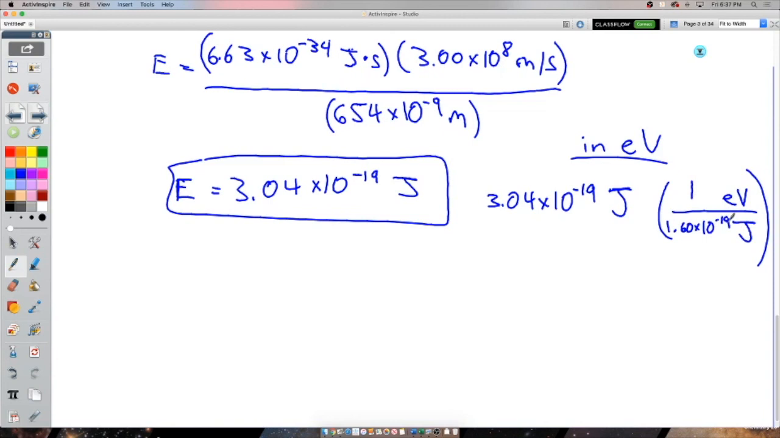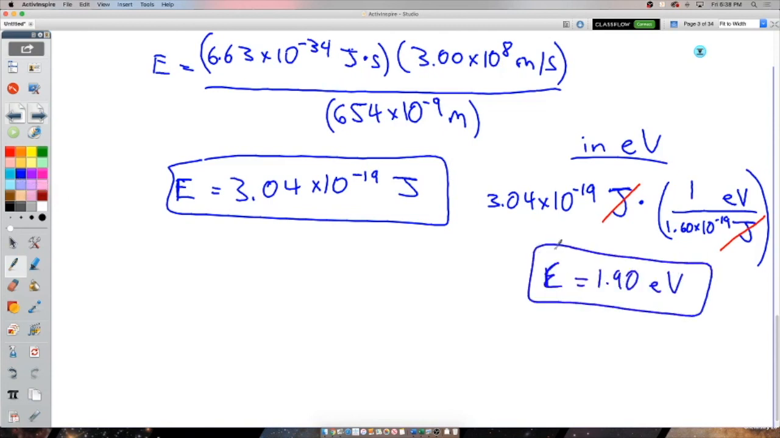A very small amount of joules in 1 electron volt. By the way, you can check the back of your formula sheet for that conversion rate, okay? That is on there. So double check quickly that my units work out. Yep, joules cancel, and I got 1.90 electron volts. So you can kind of see these numbers are definitely more convenient to work with when we're talking about these very tiny amounts of energy, right? That's where the electron volt comes in handy, really.